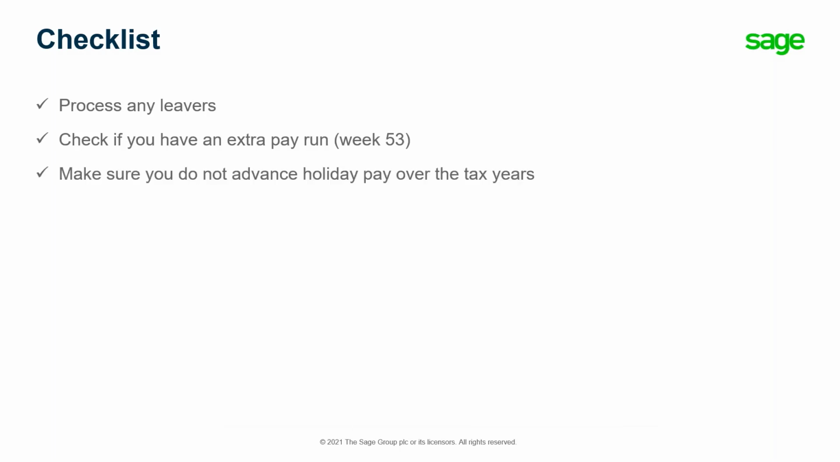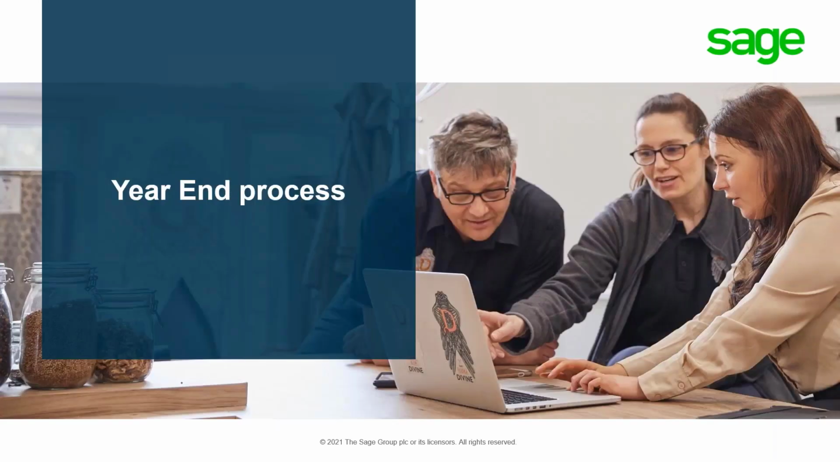Please make sure that you do not advance any holiday pay over 2 tax years. Make sure you process these weeks separately and make any payments separately too. Then you can process your final pay run and submit that to ROS and move on to your year-end process and your 2022 processing. So let's move on to the year-end process.